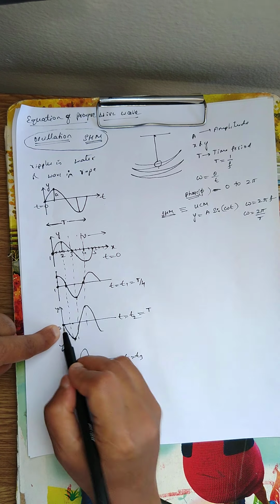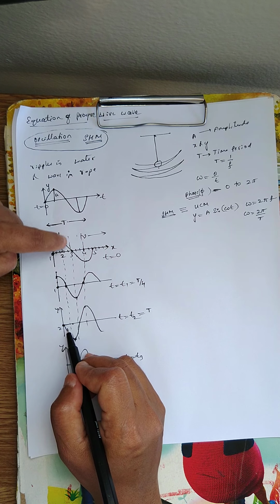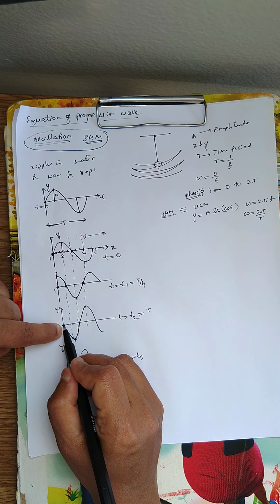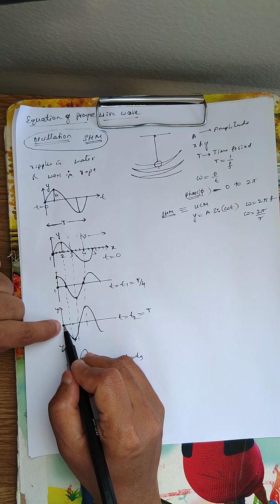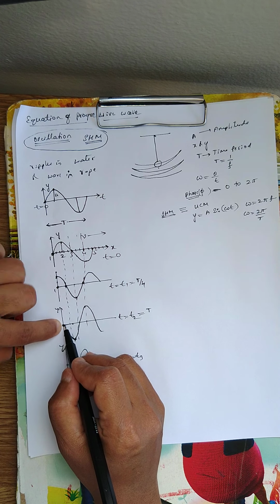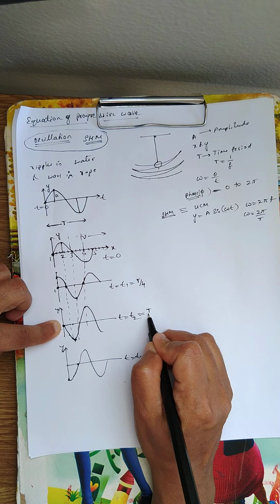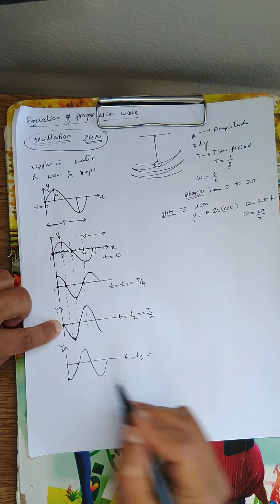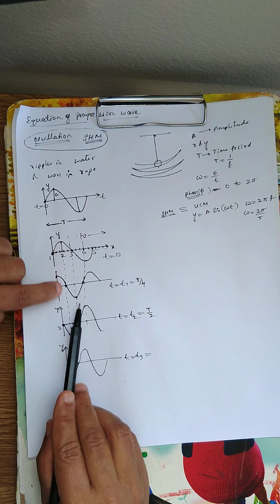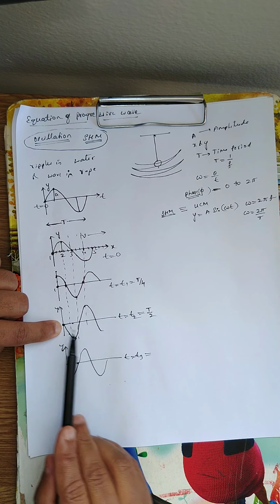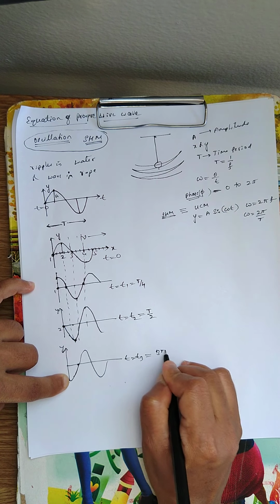From the origin to the extreme, from the extreme back to the mean position, the particle has completed half of its journey. That means half of the time period, T/2. Then from the mean position to the extreme, back to the mean, and to the negative extreme, it has completed 3/4 of its journey, 3T/4.